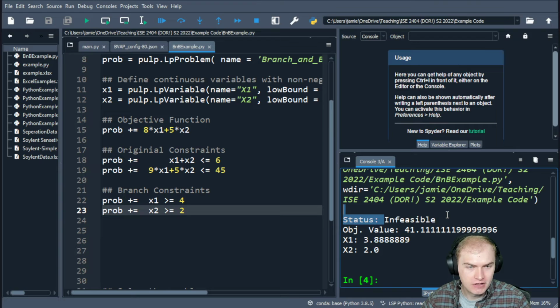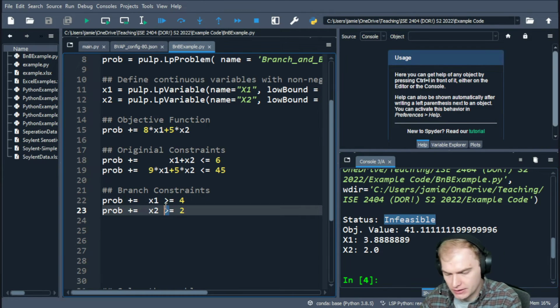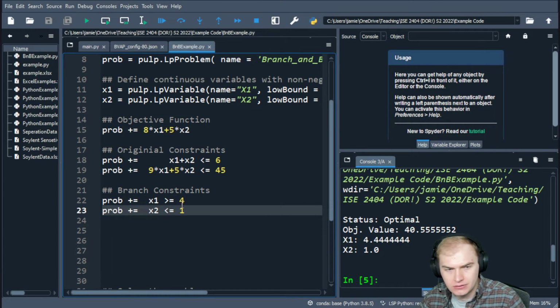And it returns infeasible. So that's not going to work. Instead, let's do the other branch while we're here. And that's our result.